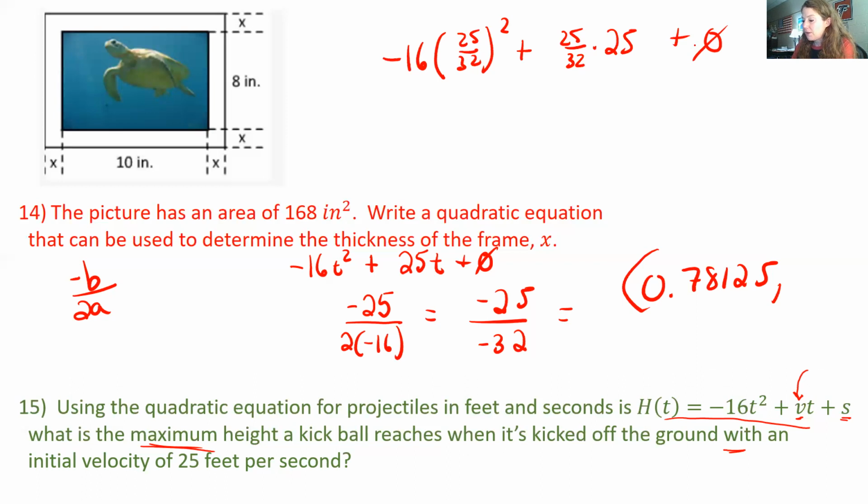Whoops, messed up. 25 over 32. And I get 9.7656. All right, so in feet per second, so in 0.78125 seconds, our ball will reach a maximum of 9.7656. All righty.